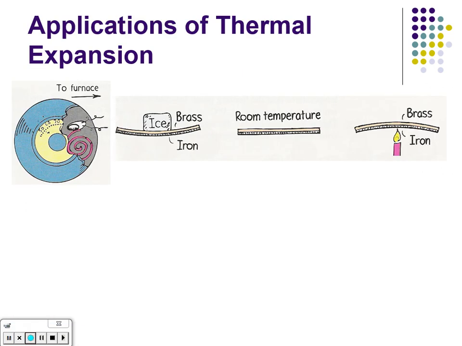Anybody have an old school thermostat in their house? One that you actually turn the dial on, or slide a little bar, that's not computerized, not digital. Maybe your grandma or somebody else who lives in an older house has one. Inside of that thermostat is a little coil of wire. And that coil of wire is actually two wires that are mashed together. One side is brass and the other side is iron.